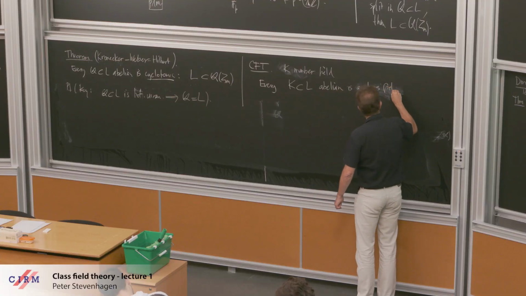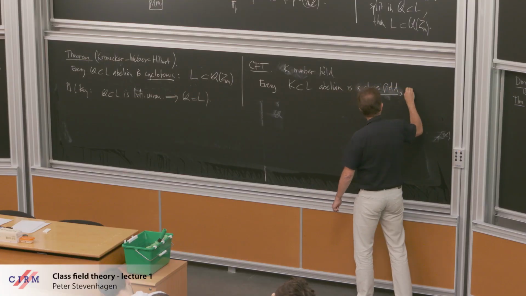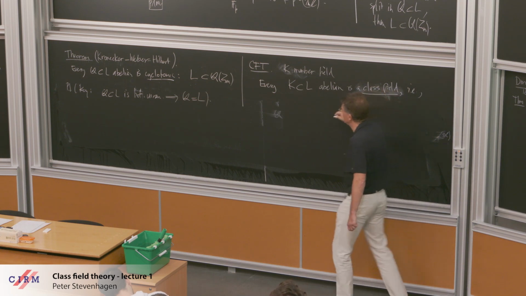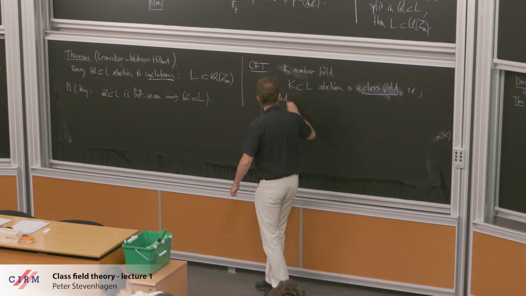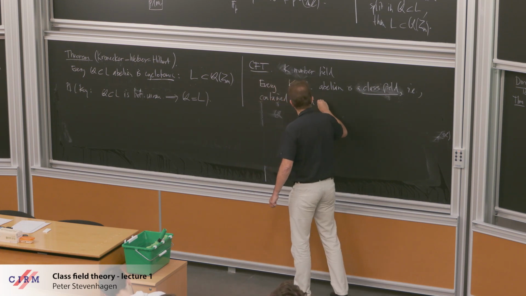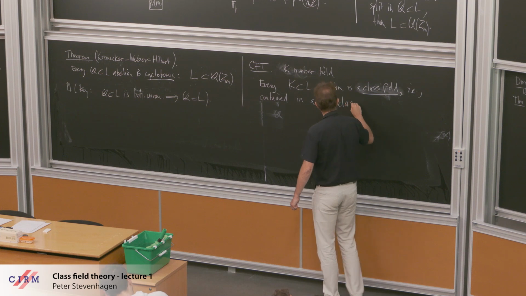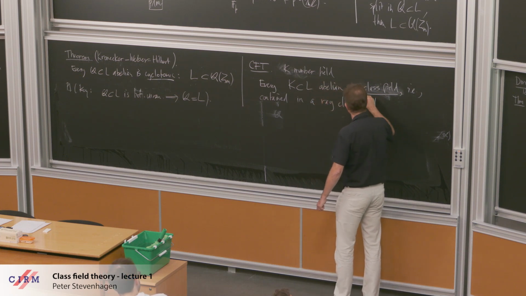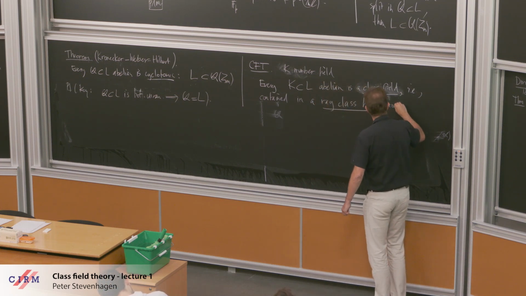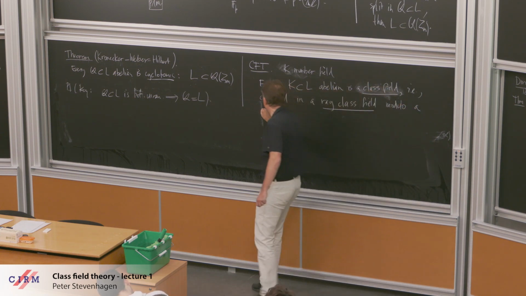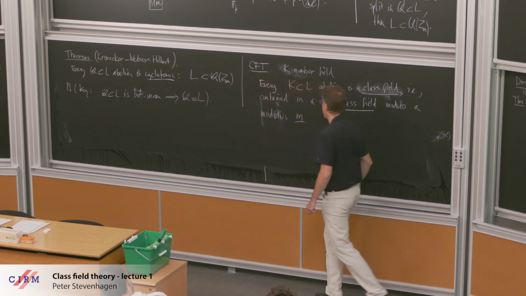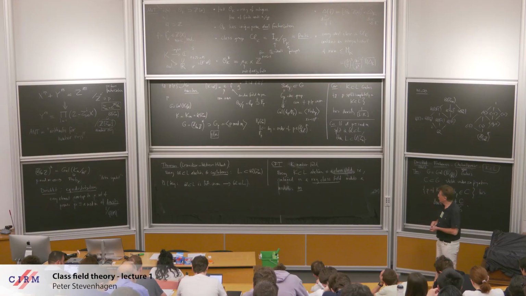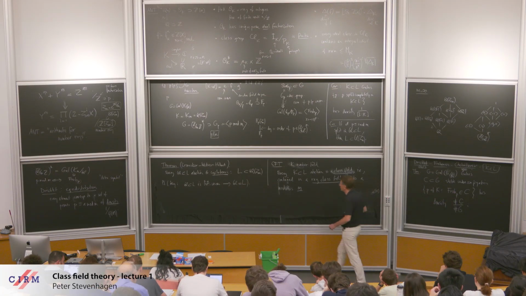Every abelian extension is not cyclotomic, it is a class field. And what does it mean to be a class field? It is contained in a ray class field. So that is the word that's going to replace cyclotomic field, modulo a modulus M. Of course, there are certain words that need to be defined now. What is a ray class field and what is a modulus?